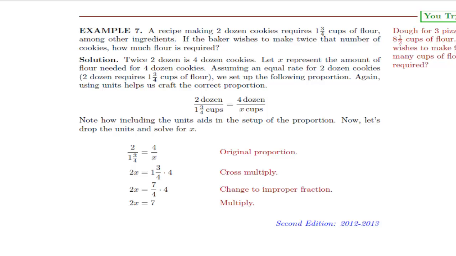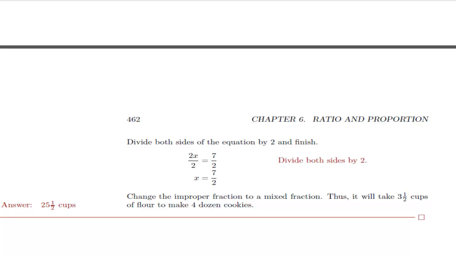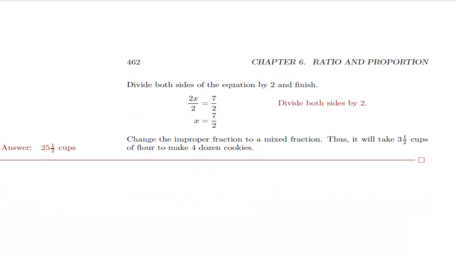We will cross multiply, getting 2x on the left and 1 3/4 times 4 on the right. 1 3/4 is equivalent to the improper fraction 7 over 4, and 7 over 4 times 4 is 7. We have 2x equals 7. We'll divide both sides by 2 to get x by itself. On the left we have 2 times x divided by 2 is x, and on the right 7 divided by 2 is 7 over 2. Change the improper fraction to a mixed fraction, thus it will take 3 1/2 cups of flour to make 4 dozen cookies.